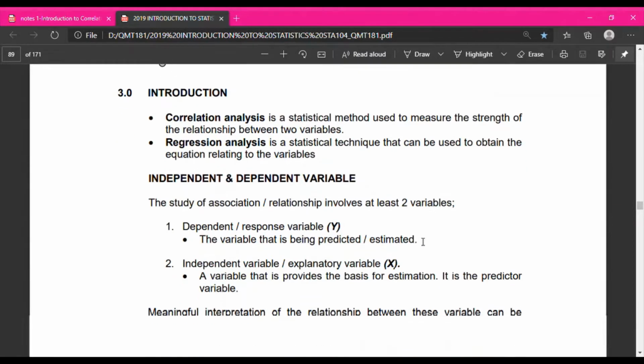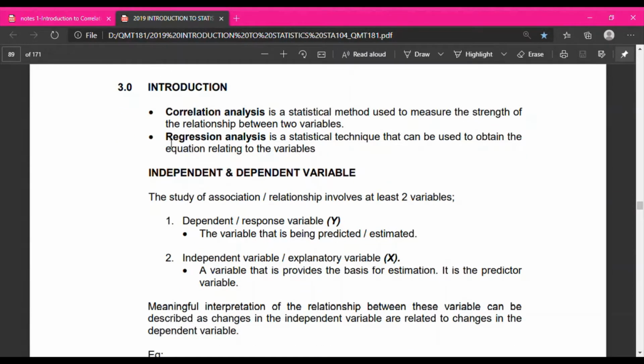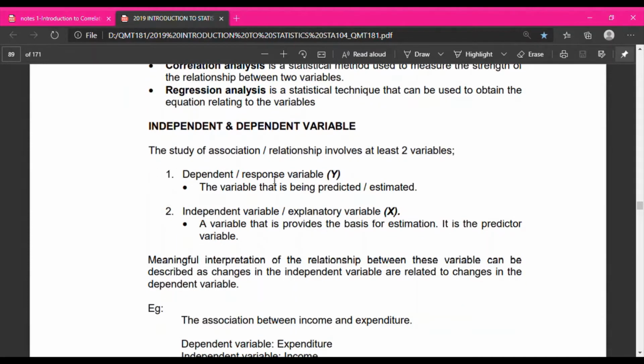Okay, so at the end for this chapter also, you will learn about the regression analysis. But for regression analysis, I will explain later. So today, we focus on the correlation analysis first. Okay, so to check for the correlation analysis dan juga regression actually, you need to know your variable. The type of your variable is independent or dependent variables.